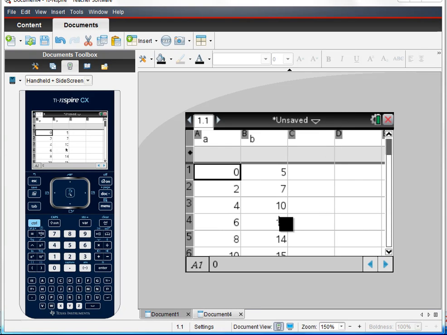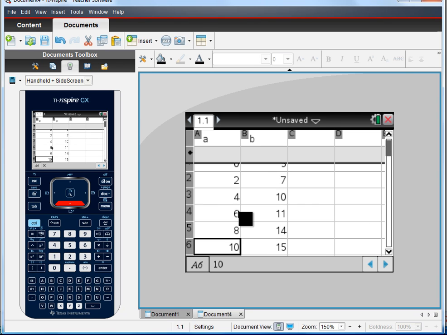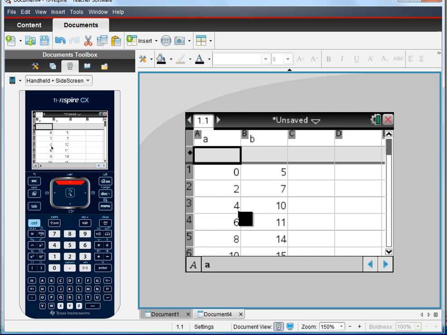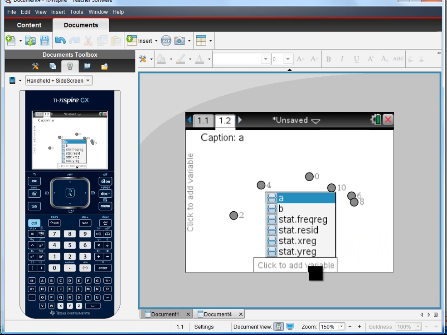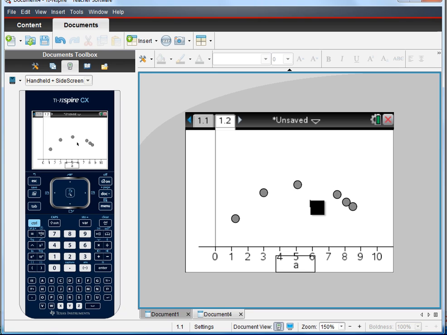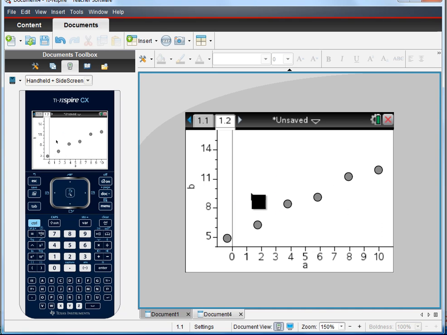Let's have a look at the following data. We have two variables: for A, 6 values, 1, 2, 3, 4, 5, 6, and for the B variable we also have 6 values. Let's add a data and statistics page, and we can plot A on the x-axis and B on the y-axis.